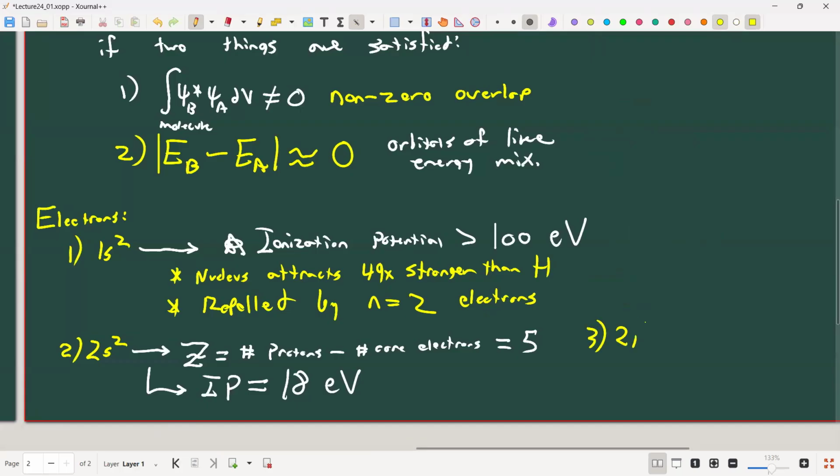And the 2p3 electrons have an IP of 12 eV, right? They look like they're very close to where hydrogen is. They've been shielded by 4 electrons underneath them. So the effective charge that they feel is 3.